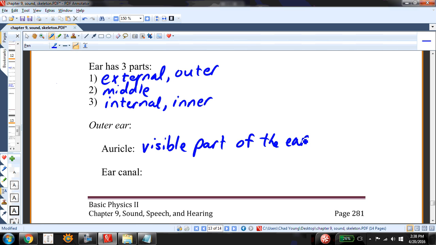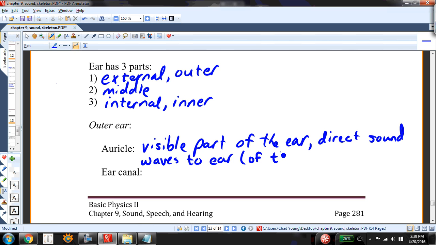It does have a funky looking shape, and the shape actually helps to direct sound waves to the ear. And not just any sound waves, but the shape is such that it directs sound waves of the appropriate frequency. So it's not really going to help anything with a frequency of 20 million hertz or 19 hertz or whatever that's outside of that frequency spectrum. So that's why you have that funky shape. It helps to direct sound waves into the ear canal.